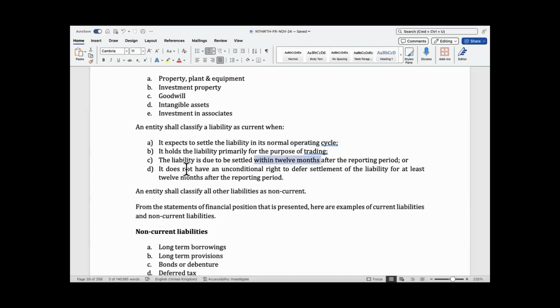And again, you must not have an unconditional right to defer settlement. It's not something you should be able to defer. If you can defer it, then it becomes a challenge, because it will not be a current liability anymore. It becomes non-current. You should not be able to defer it within 12 months. So any other liability that does not meet this definition becomes a non-current liability.